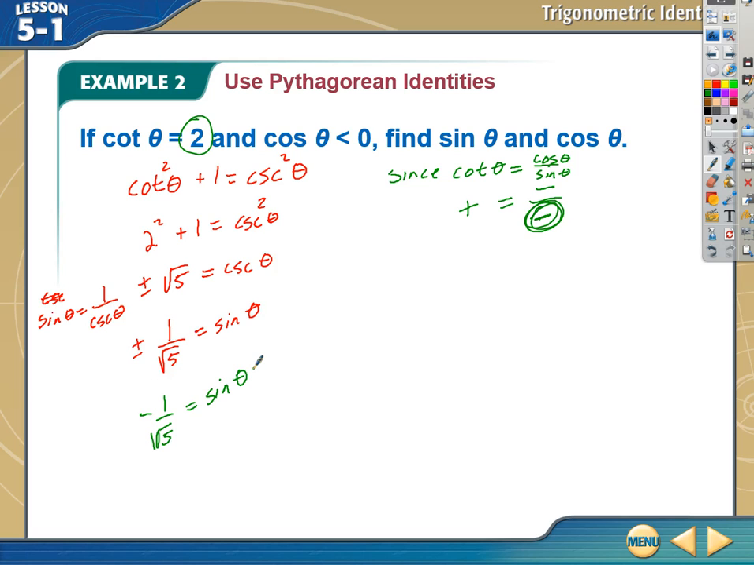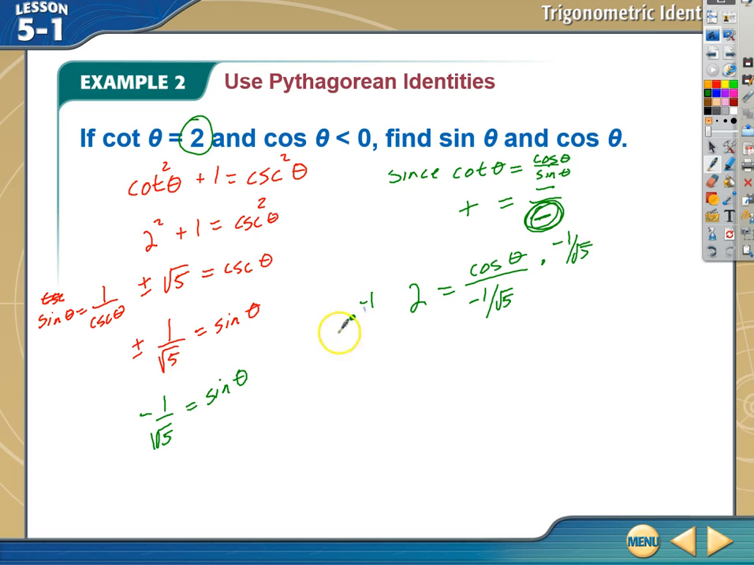Well, then how can I find cosine? Well, here I have the same setup. I know everything. 2 is equal to cosine of theta over negative 1 divided by square root of 5. Multiply both sides by negative 1 over square root of 5. Negative 1 divided by square root of 5.